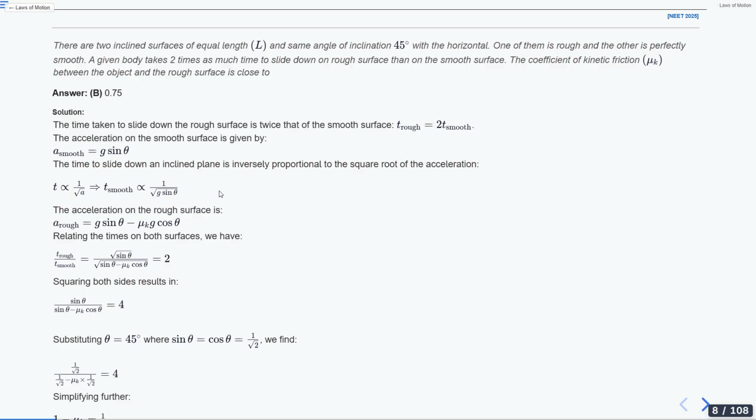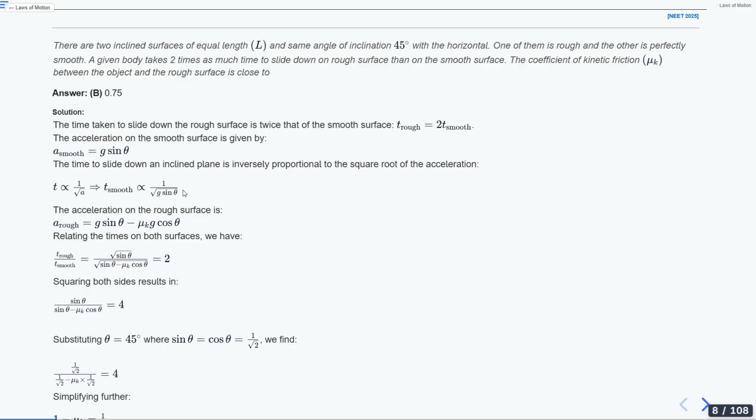What is happening on the rough surface? Yes, on the rough surface there will be g sine theta downwards, and there will be one more component in the upward direction. What will that be? That will be mu times g cos theta, because that will be mu times the normal reaction.